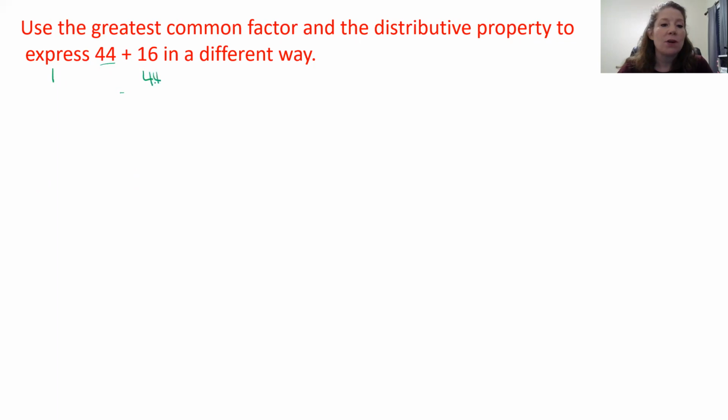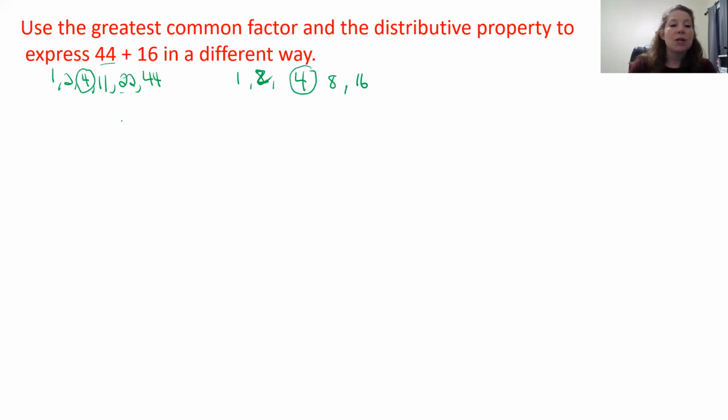1 and 44, 2 and 22, and then 4 and 11. And then 16, we have 1 and 16, 2 and 8, and 4 and 4. All right. So basically, the greatest common factor of these two numbers is 4. So we're going to pull a 4 out of both of them.